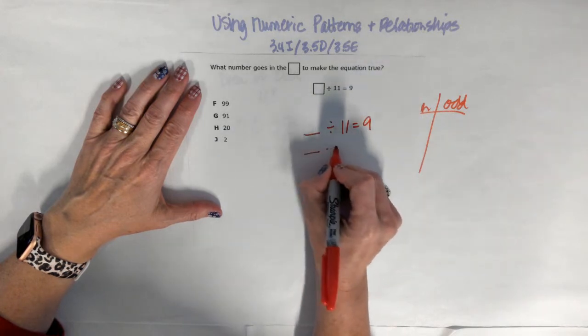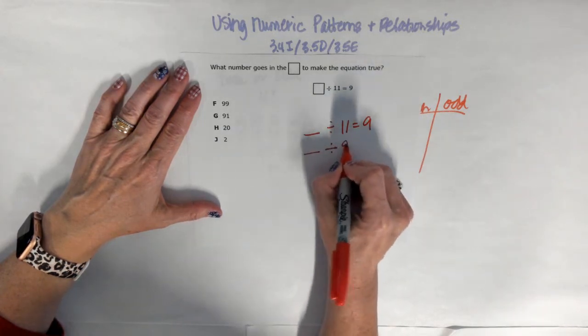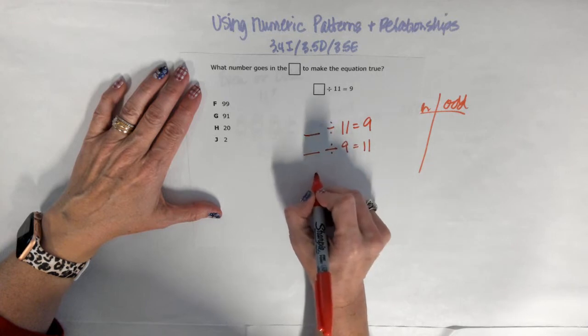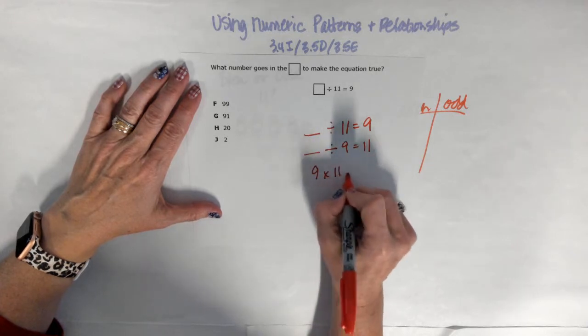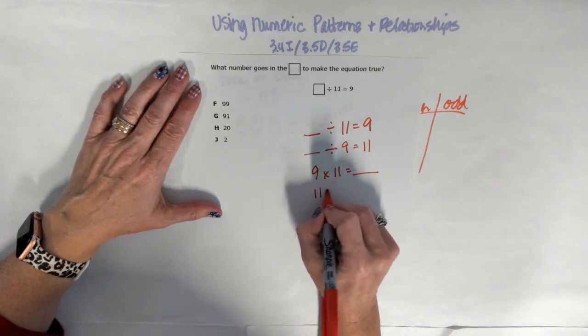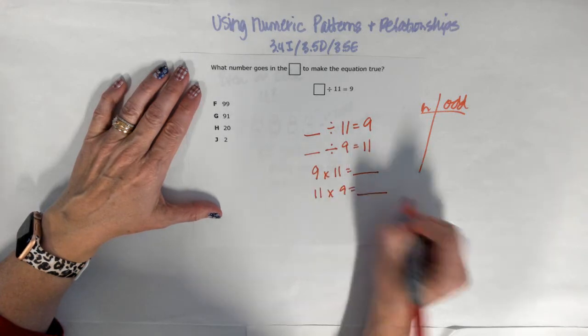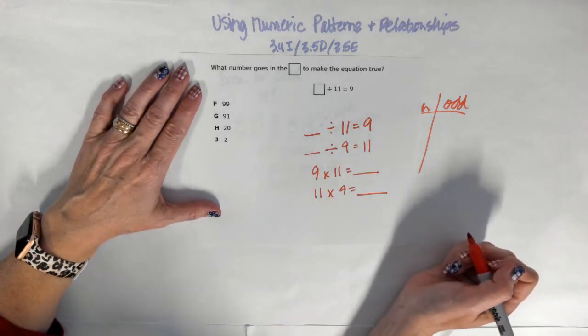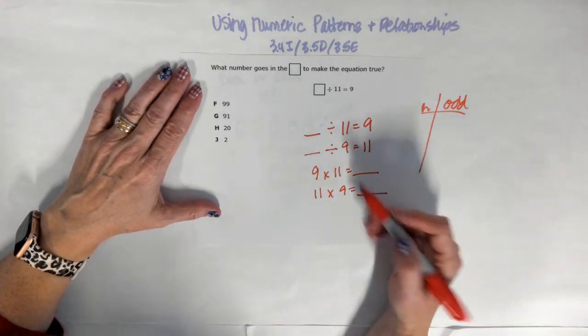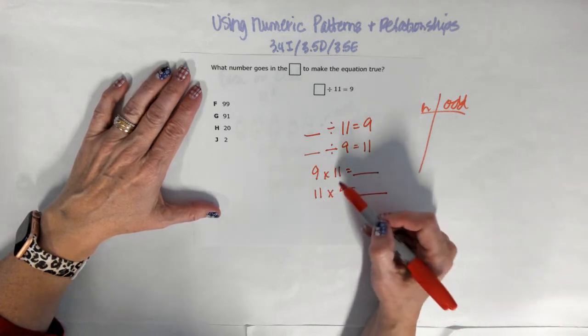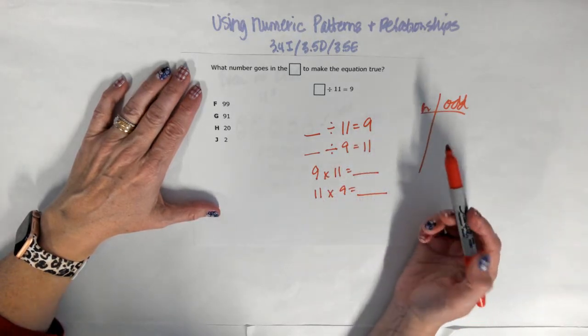I could divide it by 9 and it gives me 11, or I could multiply 9 times 11 and get the blank, or using the associative property, 11 times 9 equals blank. So the way students solve this, of course, is by multiplication.